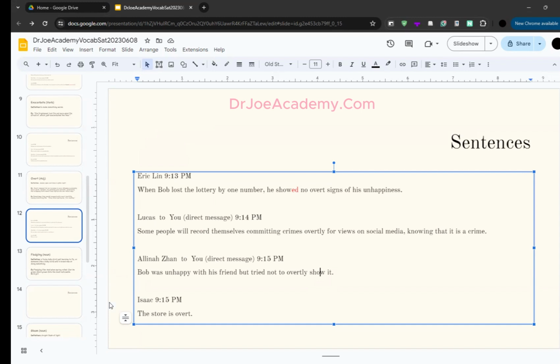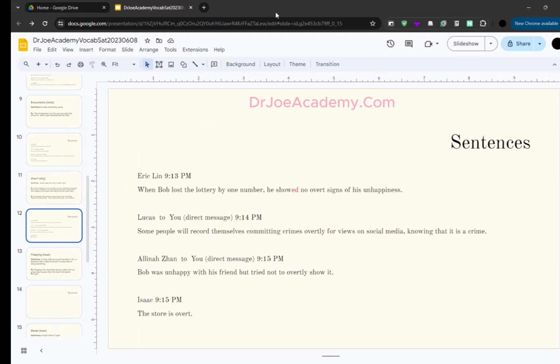Great job, Isaac. So this is a great sentence, but next time, Isaac, why don't you try adding a little bit more detail? One thing we could do to improve this sentence is, instead of just plainly saying the store is overt, we can explain something that the store does that could be overt, or something else to describe the store being overt. Explain why you would describe it using that adjective. But great sentence overall, and great job with this vocab word, everyone.